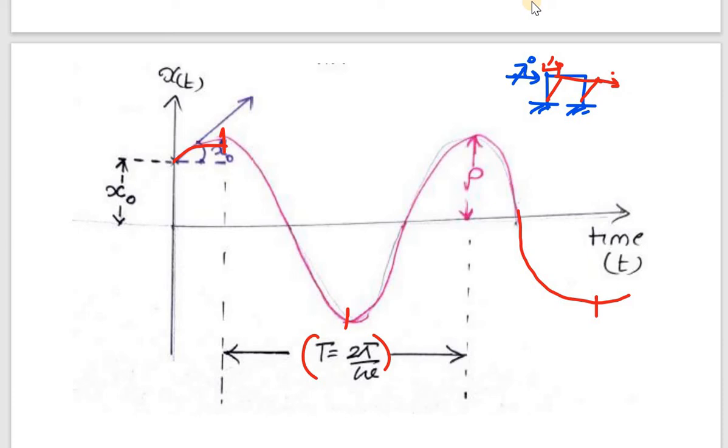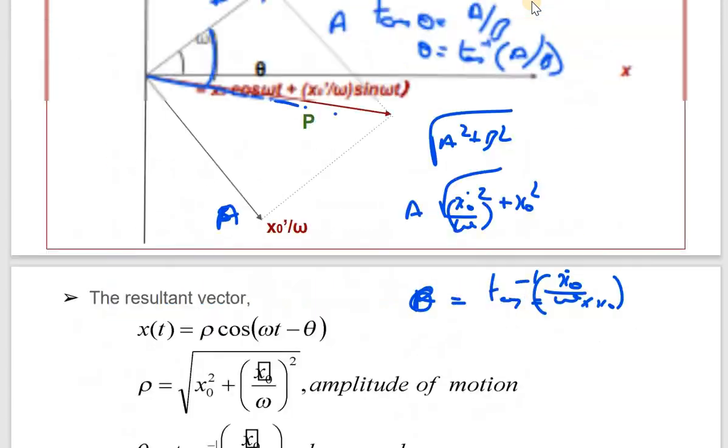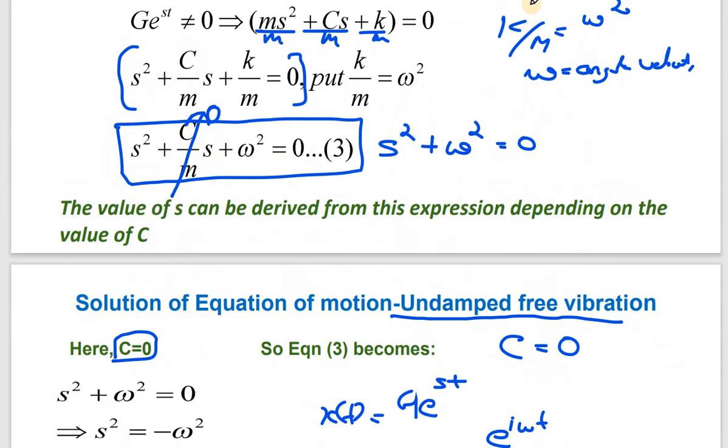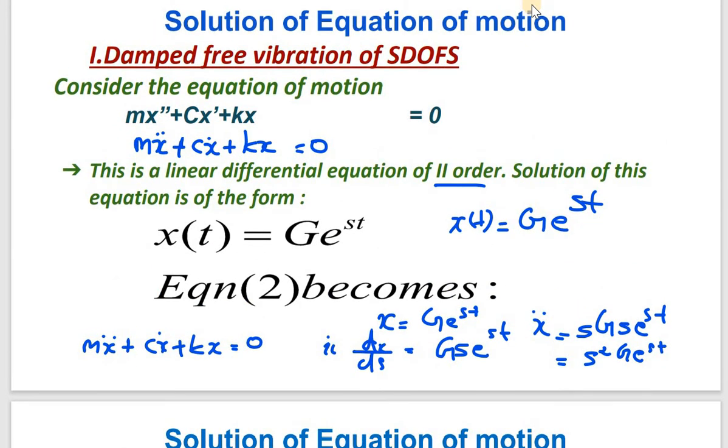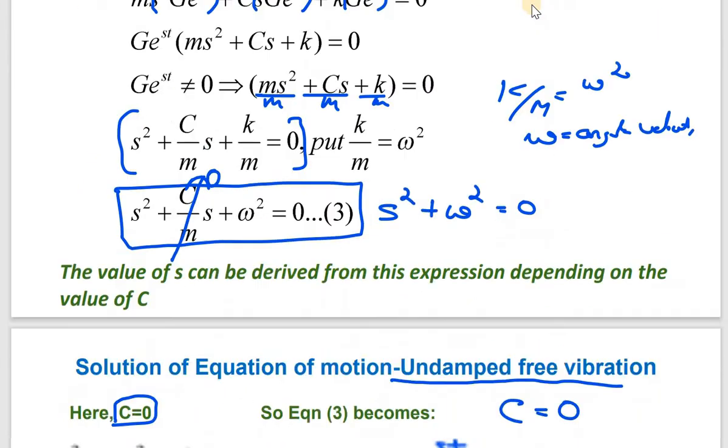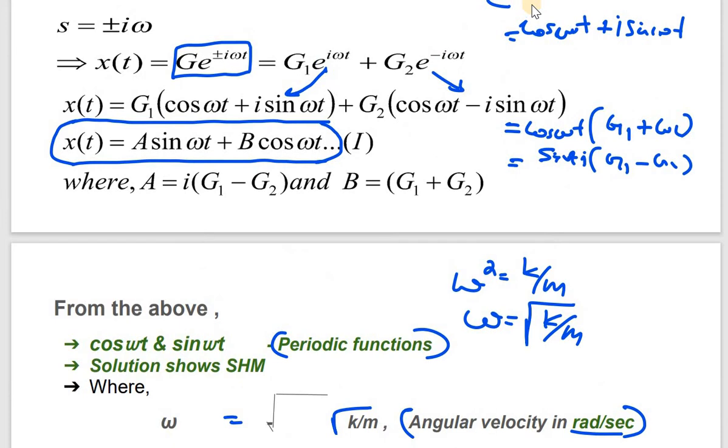So don't feel too confused by this, but do write it out. Also, in some textbooks the notations will be different. You can either follow this or follow the textbooks, but the method is followed in the same way. For example, in some textbooks x of t is written as a e raised to lambda t, or instead of the constants a and b, they use a1, a2, like that.